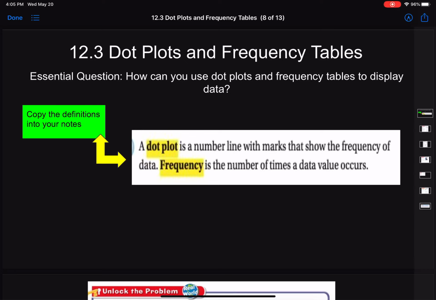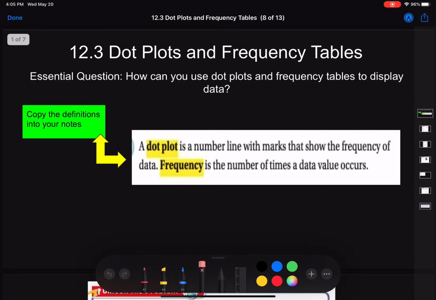So put the title. Oops, I gotta get my pencil ready. Put the title, 12.3 dot plots and frequency tables. You should have dot plot. It's a number line with marks that show the frequency or how often a number appears. Okay, frequency is how often something appears.